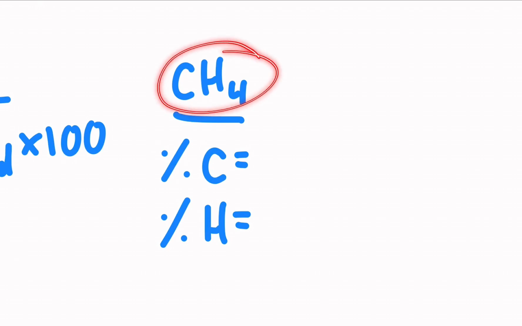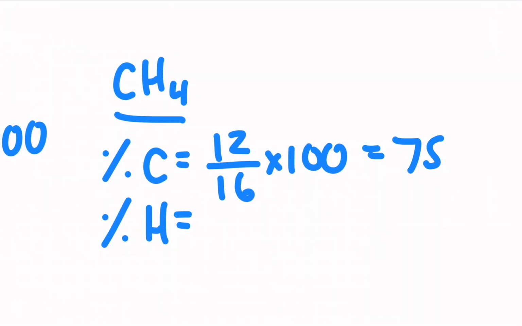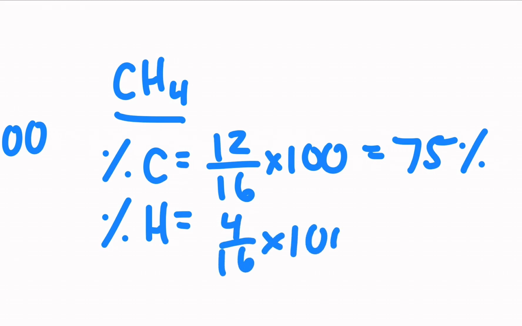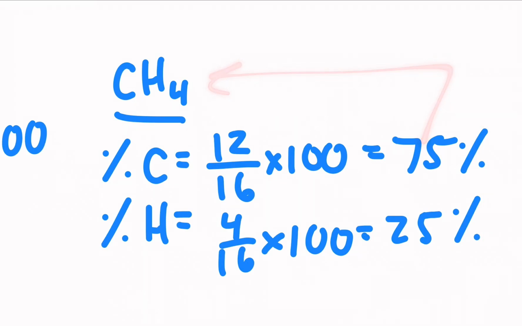considering 1 mole of methane, there's 12 grams of carbon per the 16 grams of 1 mole of methane, and you get 75% carbon. That must mean the rest is hydrogen, but you can prove it. 4 over 16 times 100 is indeed 25%. And more commonly, you turn these percentages into a formula.